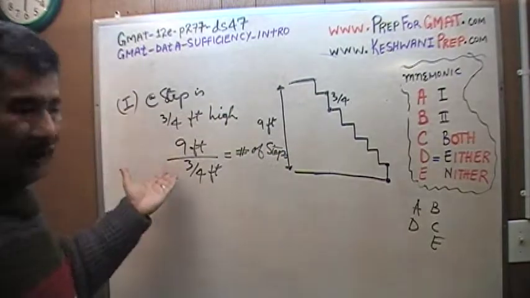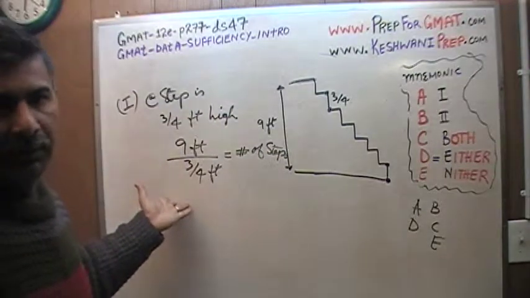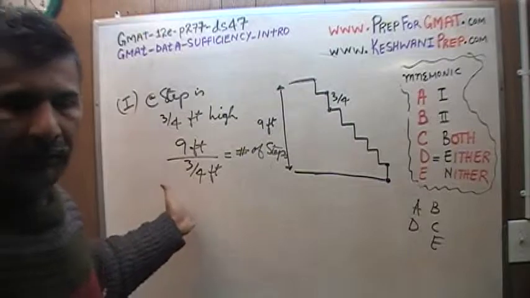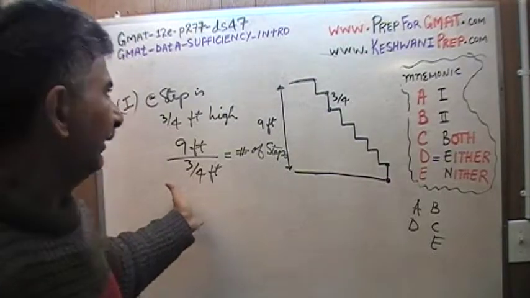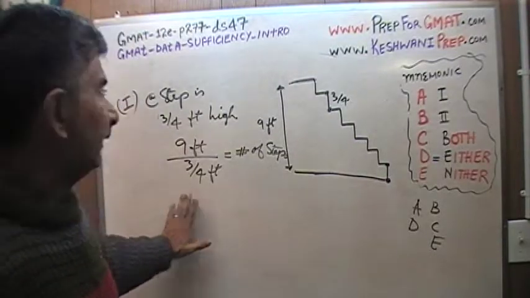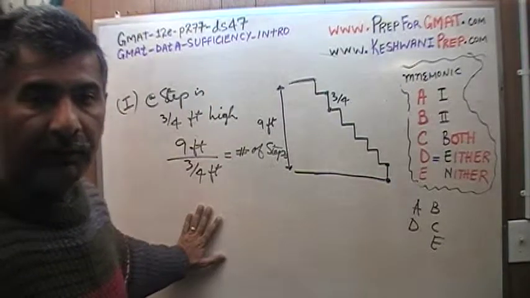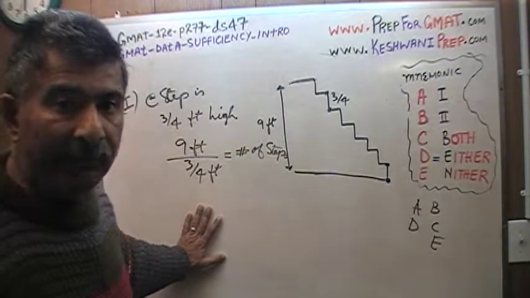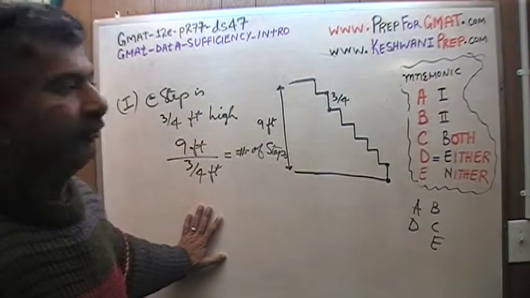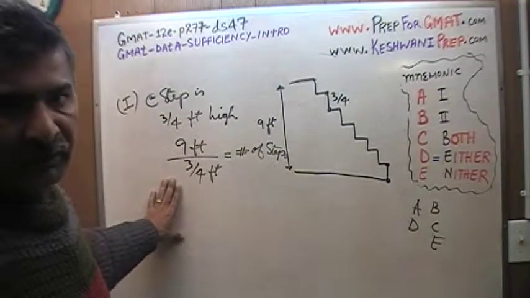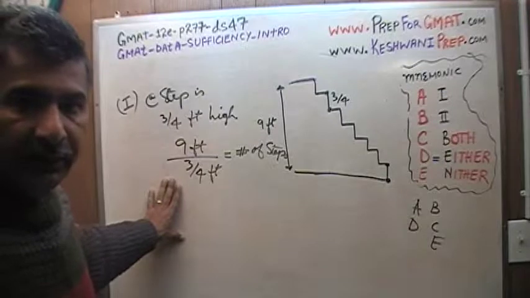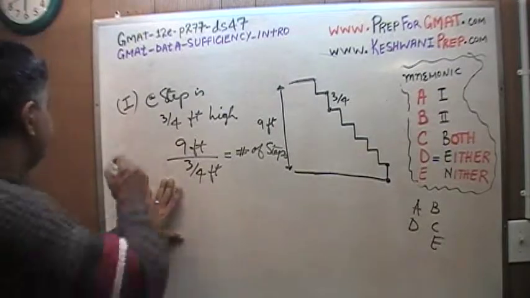And that's it. We are not going to actually do it out because there will be no point in it, because we don't actually have to tell them how many steps there are exactly, because these questions are called data sufficiency. All we have to determine is whether or not we have enough data to be able to answer the question, and the answer here is yes. We can easily figure out the number of steps here. The first statement does provide sufficient data.